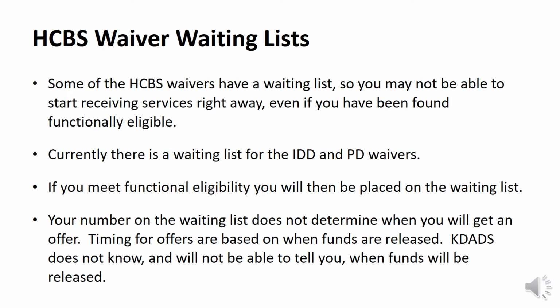HCBS waiver waiting lists. Some of the HCBS waivers have a waiting list, so you may not be able to start receiving services right away, even if you have been found functionally eligible. Currently, there's a waiting list for the IDD and the PD waivers. If you meet functional eligibility, you will then be placed on the waiting list. Your number on the waiting list does not determine when you will get an offer. Timing for offers is based on when funds are released.